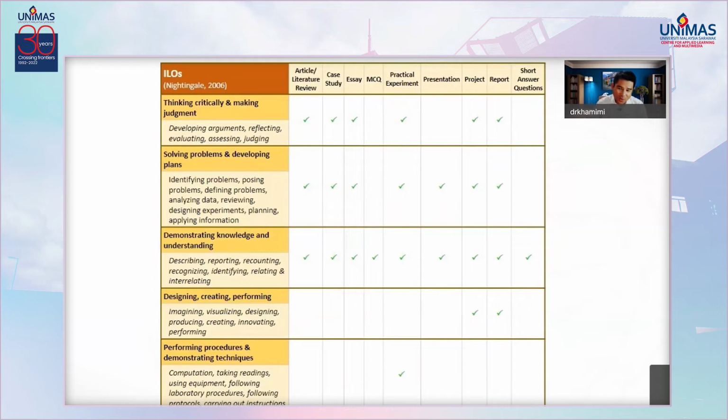Everything from short answer question, report boleh, presentation boleh, MCQ boleh, essay boleh, case study pun boleh. But if you want them to design, create and perform, okay, maybe from the Faculty of Arts, Faculty of Drama, macam like in UiTM, they have a Faculty of Film. Normally, they will ask them to do either a project or report, okay, or performing procedures and demonstrating techniques, okay, like in FKAB, kejuruteraan alam bina, Faculty of Medicine, Dentistry. Normally, practical experiment is more like it.